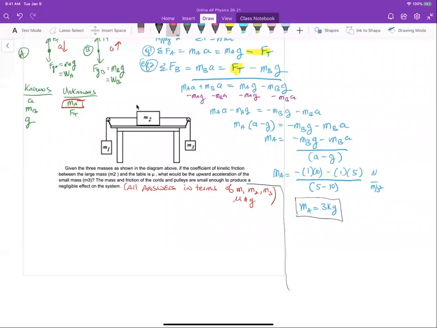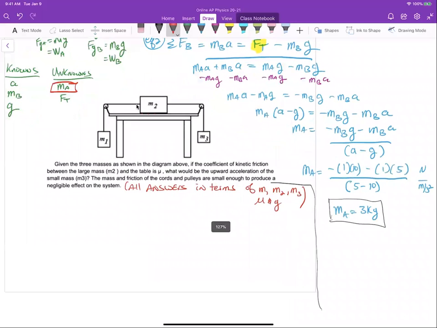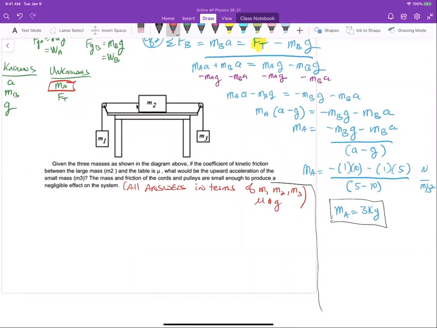All right, last problem, and it's a more challenging one. If you can understand this concept, you're doing just great. All right, here we go. I have three masses as shown in the diagram above. If the coefficient of friction between the large mass M2 and the table is mu, what would be the upward acceleration of the small mass M3?